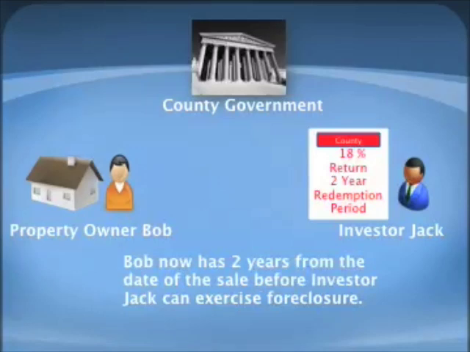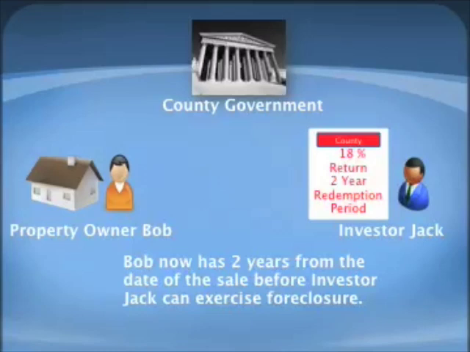Once you purchase that tax lien, the property owner now has, in this case, 2 years, which is the redemption period, to pay back that delinquent amount to the county before that tax lien can actually give the investor the right to initiate the foreclosure process.